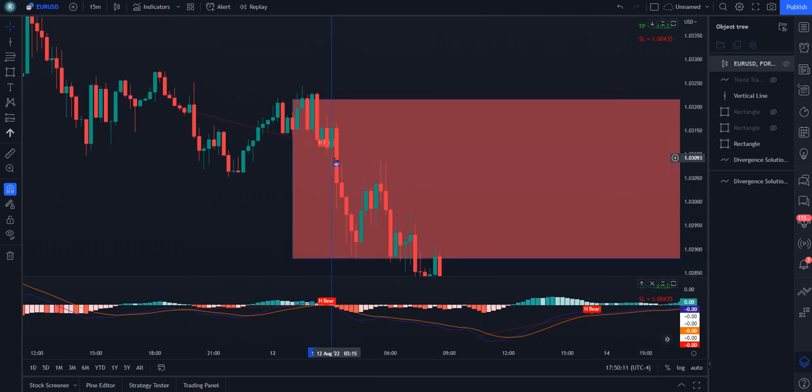I just want to point out for this one, we've got the bearish divergence here. But if you remember on the higher time frame, the trading cloud, it's still bullish in here.